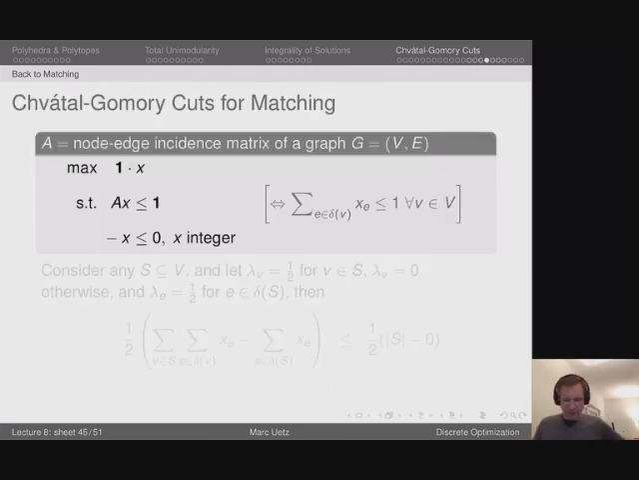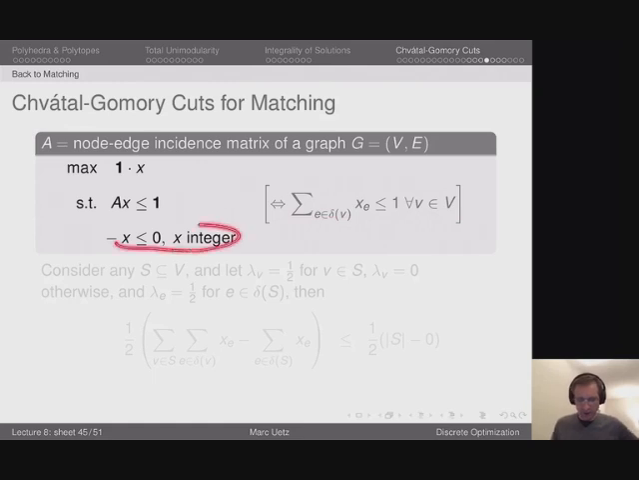So I start by writing down the description of the matching problem. We have two sets of constraints here. That is the degree constraints, saying that I can select at most one edge incident with any vertex v.